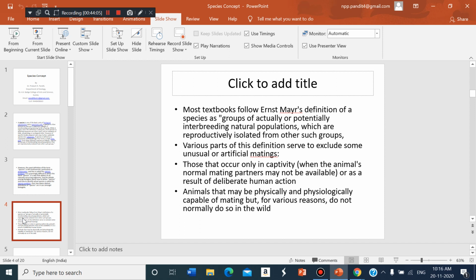Then we have also tried to understand how different schools of science have defined the species. So with this, this is some information with respect to the species and species concept. I hope you have understood what we have discussed.